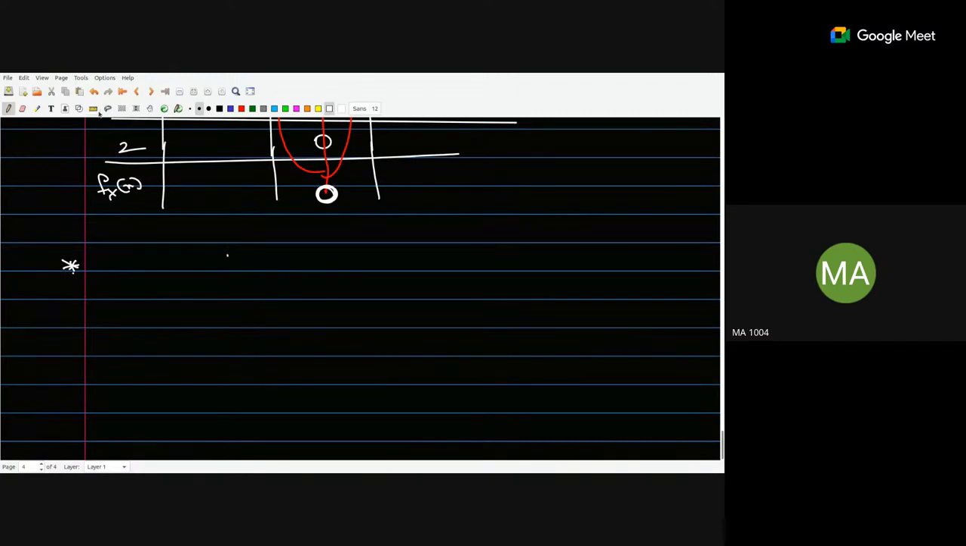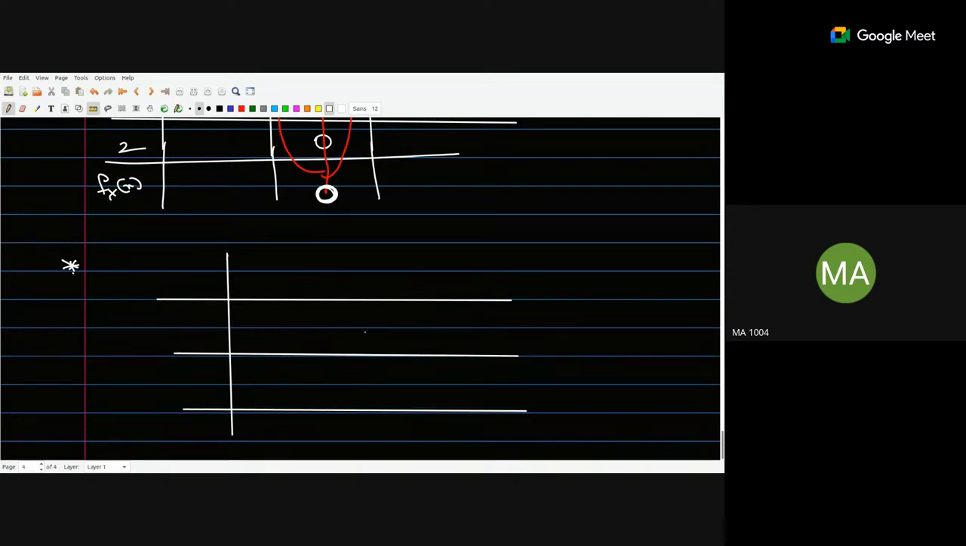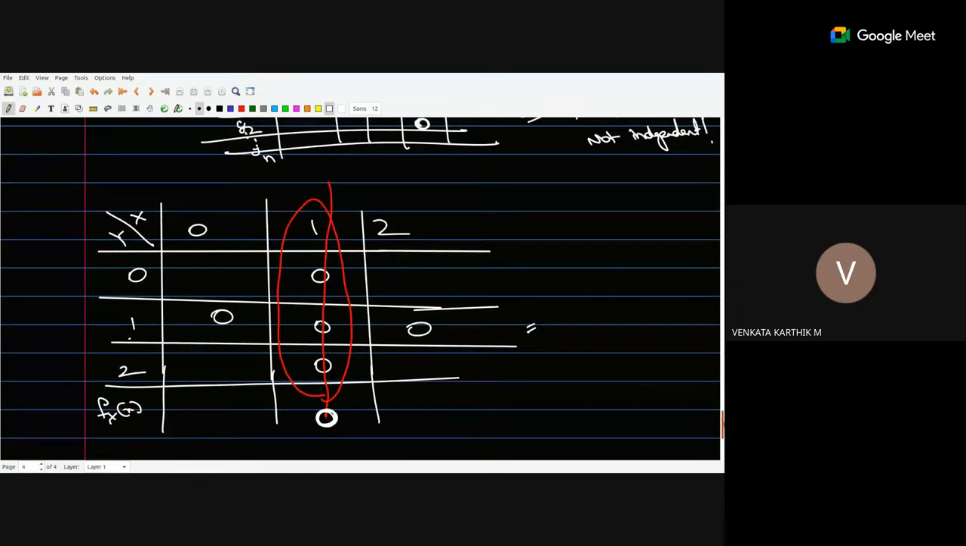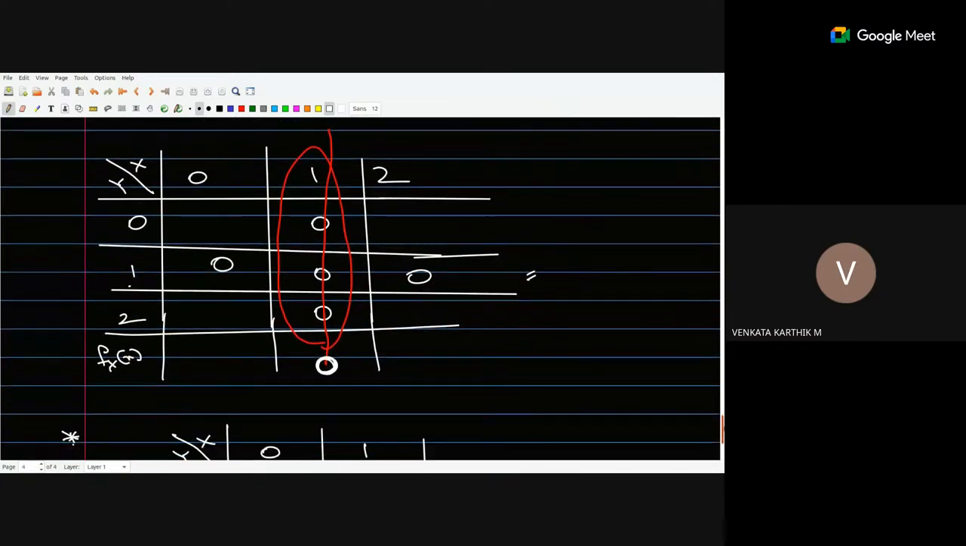I'll just give you the joint table. Yes. Sir, I have a doubt here. We are defining random variables on different conditions. Say X and Y, it's taking some condition. So all these conditions must pertain to only a single sample space.